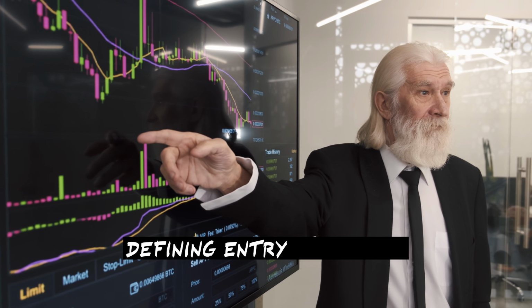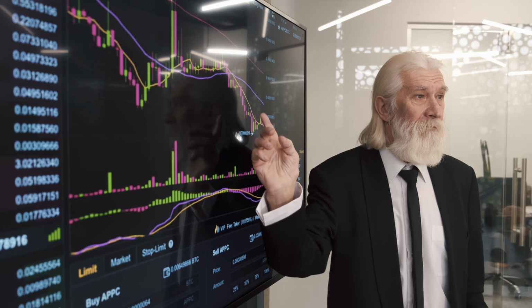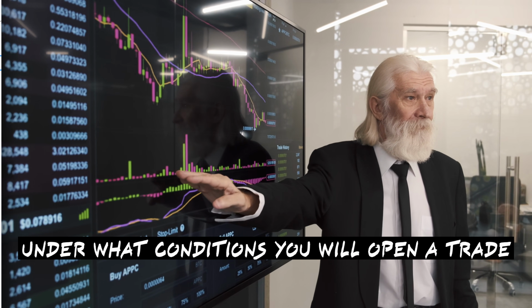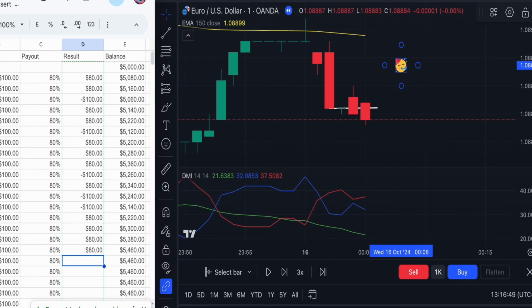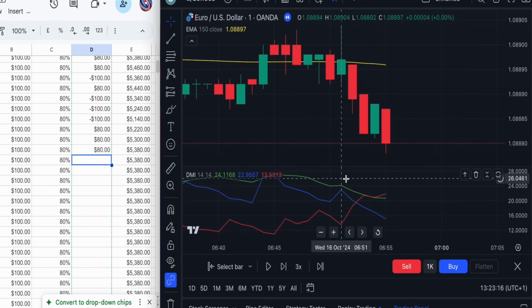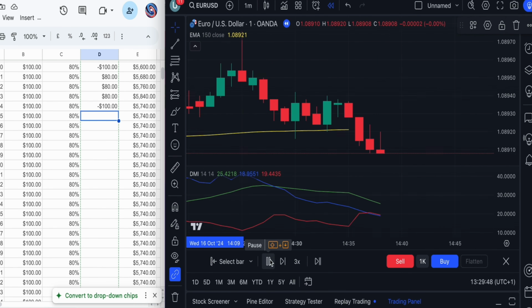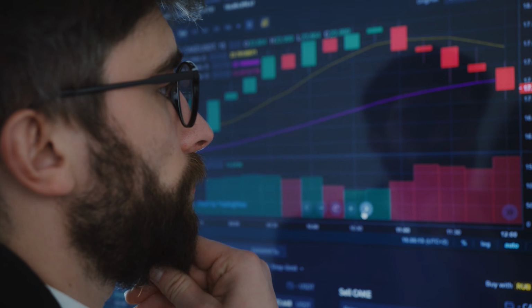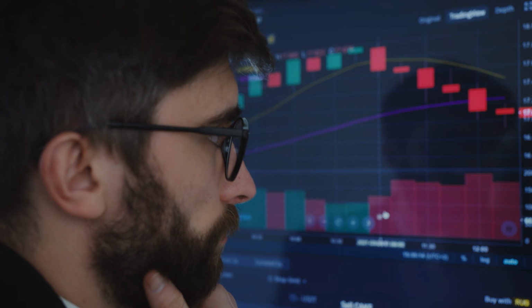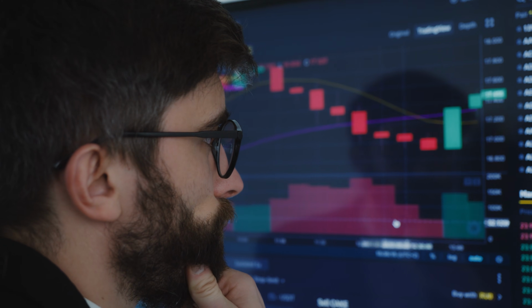Among them, we can list, number one, defining entry conditions. Clearly define under what conditions you will open a trade. For example, a signal from MACD in combination with the formation of a certain candle pattern, or when the price reaches a certain level. Another one is expiration time selection. Decide for what period you will open trades: 1 minute, 5 minutes, 1 hour, etc.